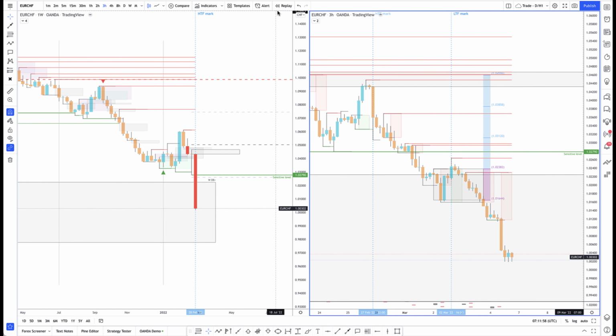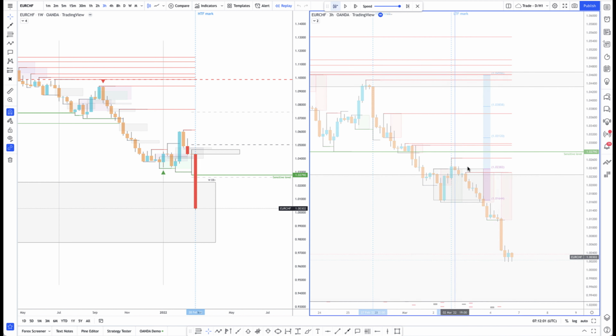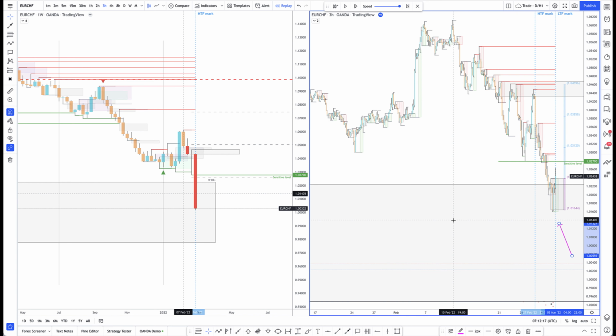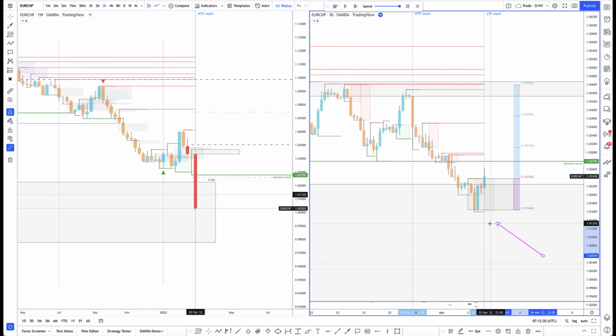I will use the replay button to go back in time and show you exactly how I found the setup. On the lower time frame side, this is a 3-hour time frame, and I had seen a breaker forming on the 3-hour time frame, where it had basically gone into this order block, taken out this range, this equal low, and then when the breaker had formed, the liquidity sweep took out this last fast move down that took out liquidity.